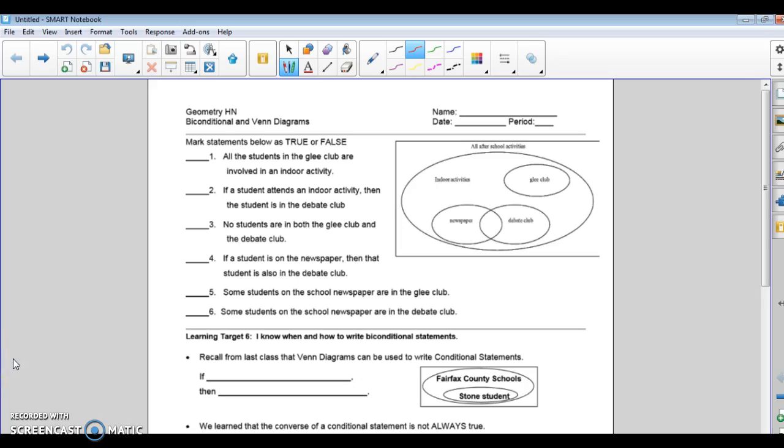Hi guys, today we're going to talk about conditional statements and Venn diagrams. I know most of you learned about Venn diagrams a few years ago, so we're just going to start with some examples. I want you to pause the video and work on the first 6 questions, and then we'll check the answers together. So pause the video.